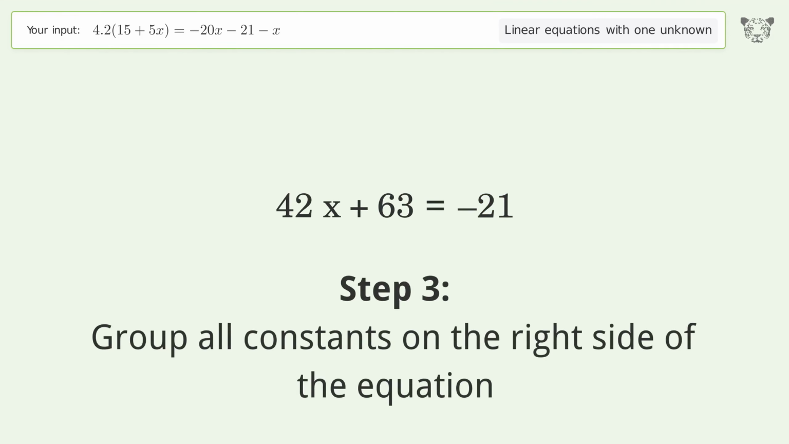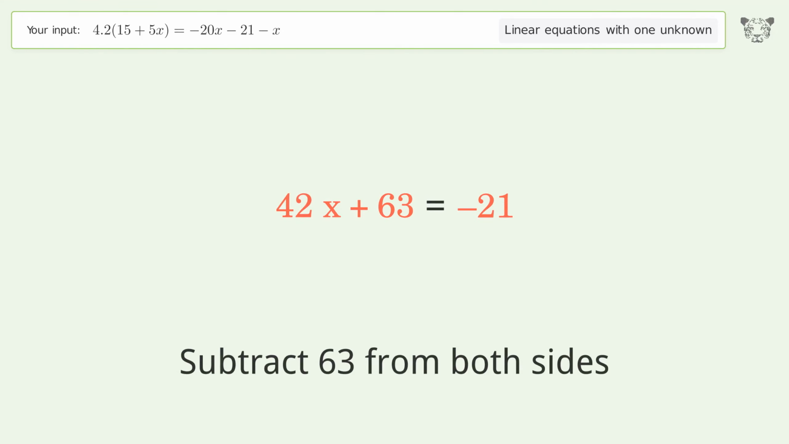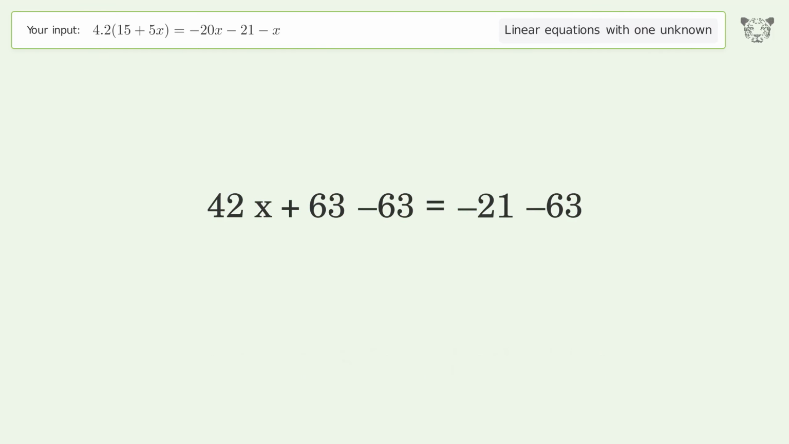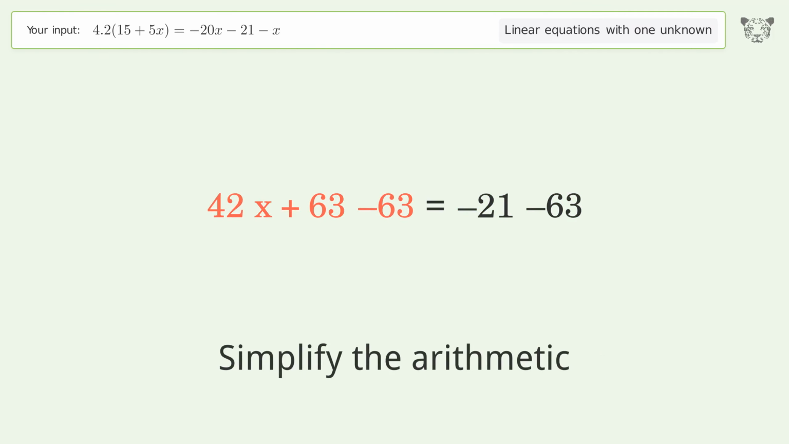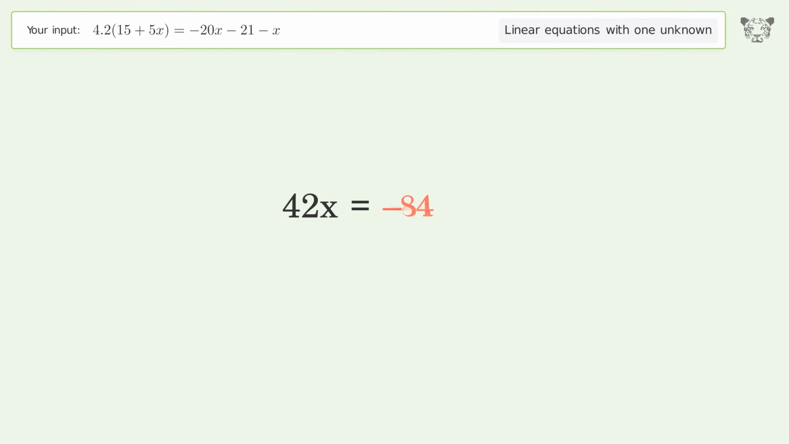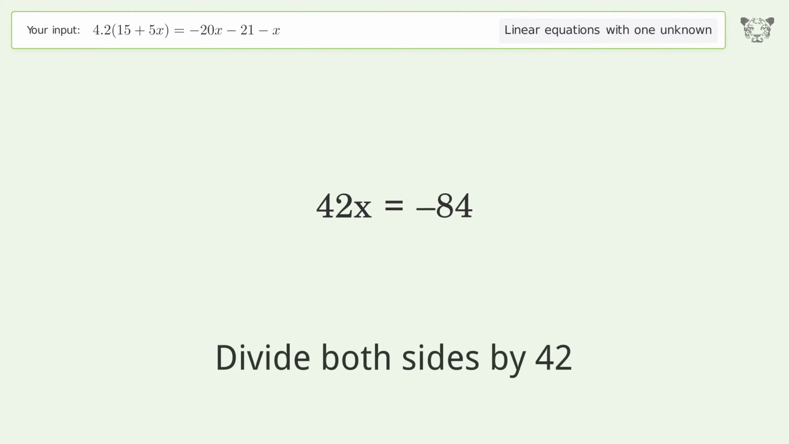Group all constants on the right side of the equation. Subtract 63 from both sides. Simplify the arithmetic. Isolate the x. Divide both sides by 42.